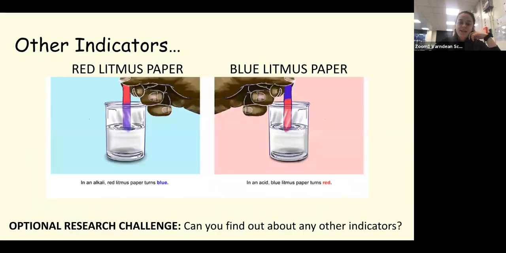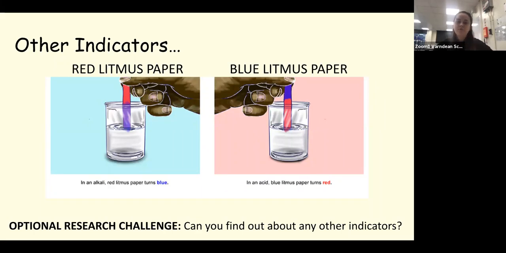Okay, other indicators that we can use as well. We have something called litmus paper. So we'll have red litmus paper and blue litmus paper. Now, these will only tell us whether it is acidic or alkali. It won't tell us necessarily the strength or weakness of the acid or alkali. So it's just going to tell us in general whether it is an acidic substance or an alkali substance.